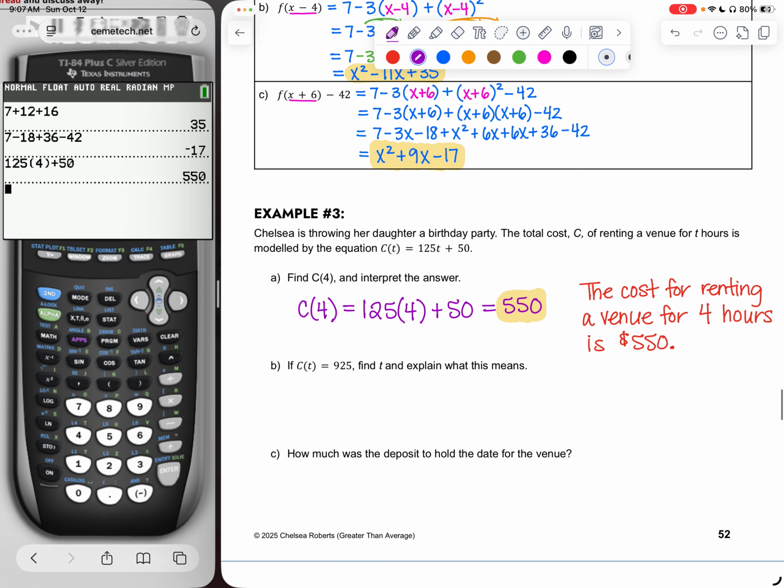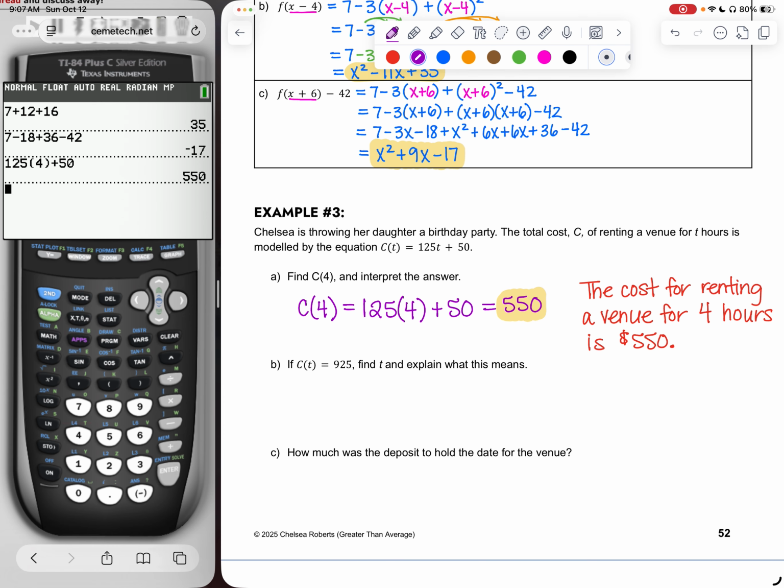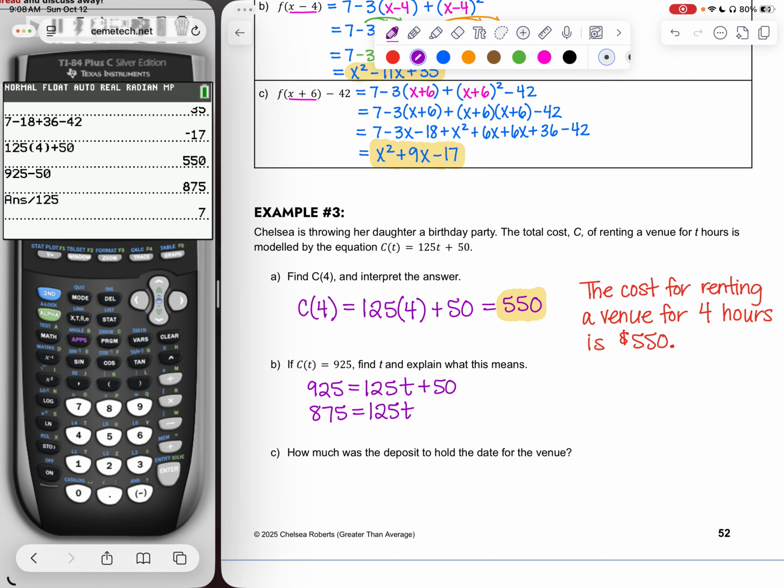So if we look at B, it says if C of T is equal to 925, find T and explain what this means. So this is saying the cost for T hours is equal to 925. So that means that 925 replaces the entire C of T. So that's going to be 925 is equal to 125 times T plus 50. So if I go in the calculator, I have to subtract 50 on both sides. That's going to end up giving me 875 is equal to 125T. And then I have to divide 875 by 125. And that gives me that T is equal to 7.